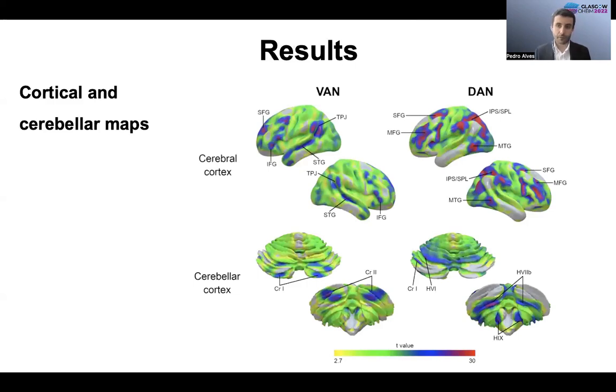Here are the first results of our analysis. Namely, you can see the surface, cortical, and cerebellar projections of VAN and DAN maps, in which we see the typical distribution of these networks along the cortical surface of both hemispheres, along with their different projection in cerebellar lobes.